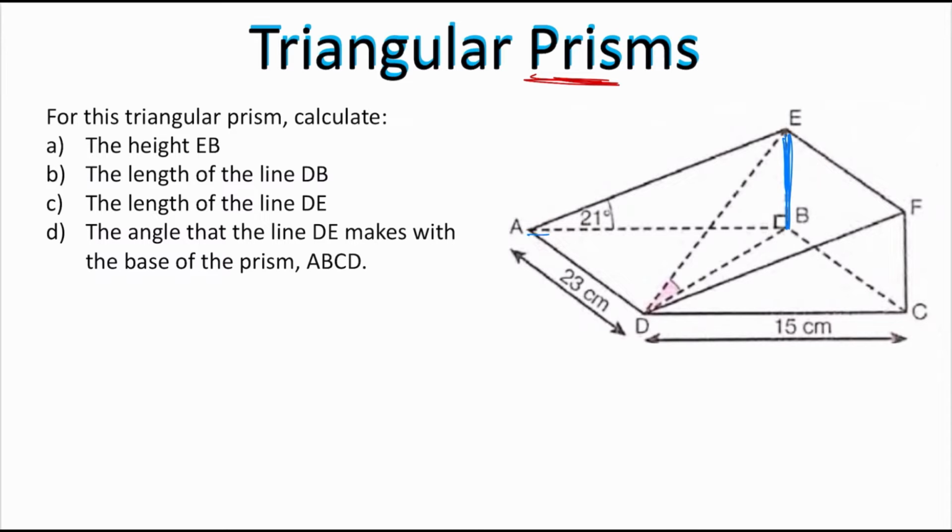Right now, I see that I have a right triangle right here. They have given me the fact that this angle EAB measures 21 degrees. And like we mentioned earlier, if DC is 15 centimeters, then AB also has to be 15 centimeters.